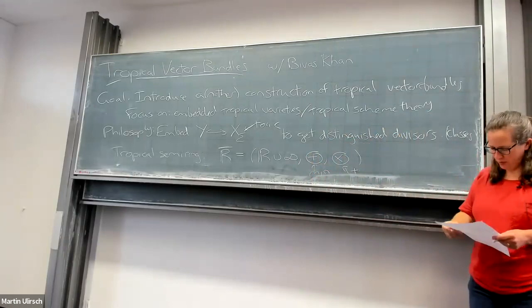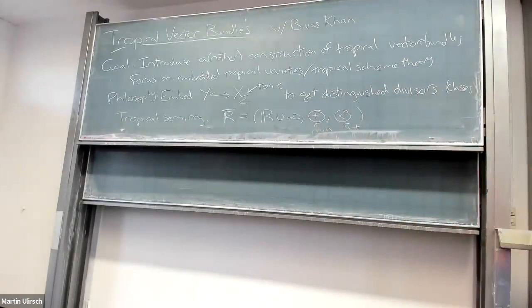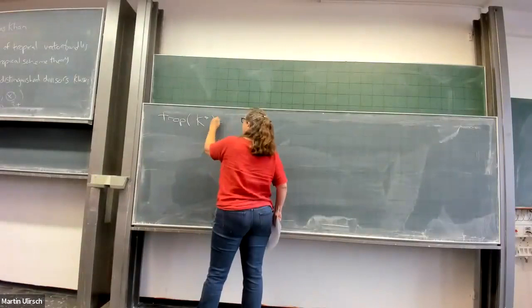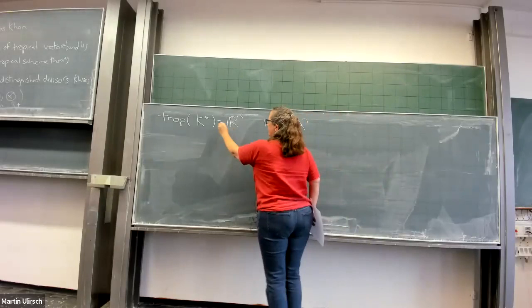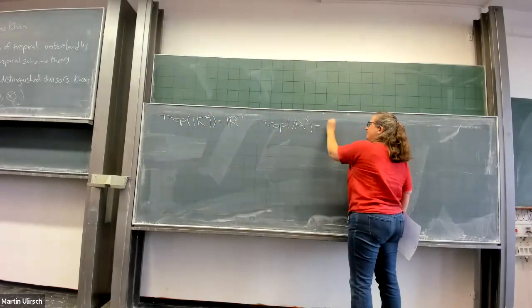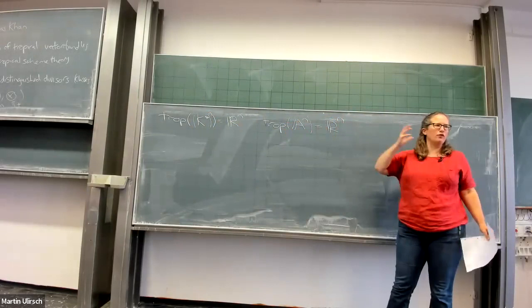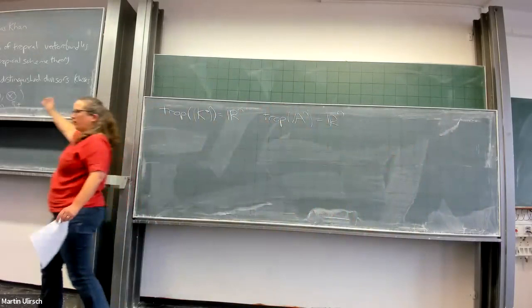So if we have this notation, just to know where we're coming from, we're going to have trop of K star is R to the N, and I'll say what I mean by trop in one moment, and trop of K star to the N, right? K star to the N, yes, sorry, thank you. And trop of A^N will be R bar to the N. So you should think that R bar is playing the role of my field K. And infinity is playing the role of zero, so that's why K star turns into R.